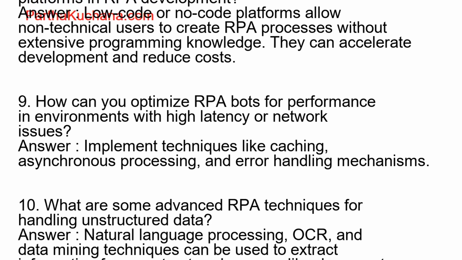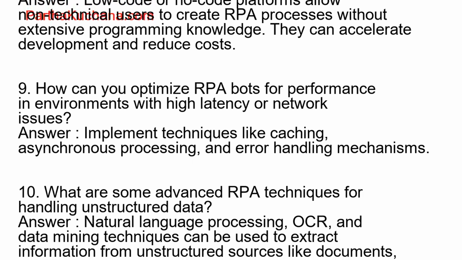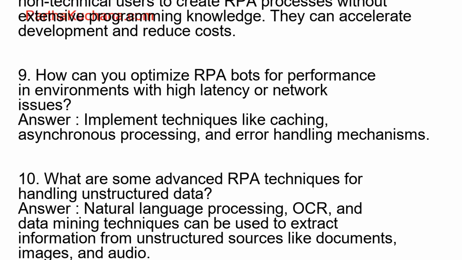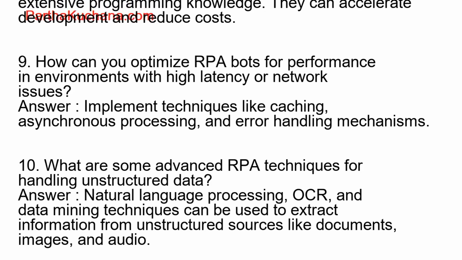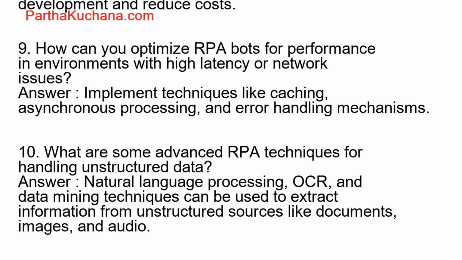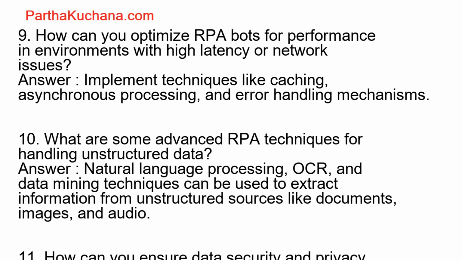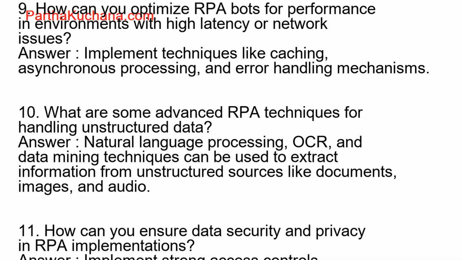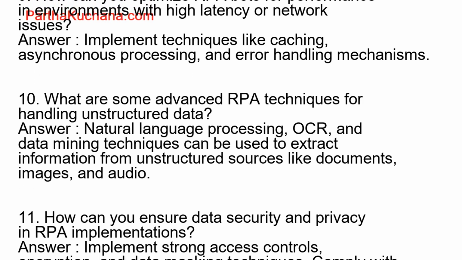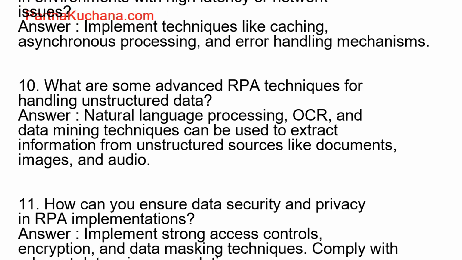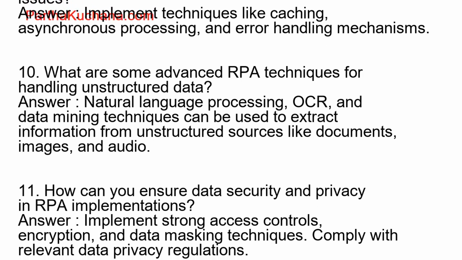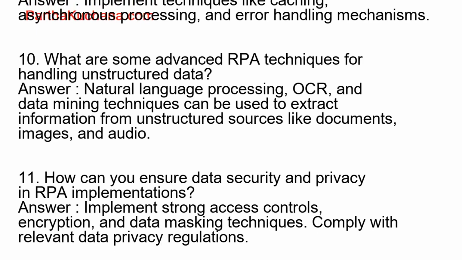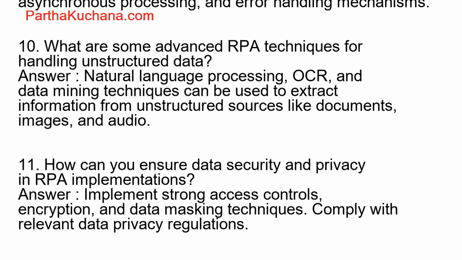12. What is the importance of version control and change management in RPA projects? Answer. Version control helps track changes to RPA processes, enabling collaboration, rollback, and auditability. 13. How can you measure the ROI of an RPA implementation? Answer. Track metrics like cost savings, process efficiency, error reduction, and improved productivity.